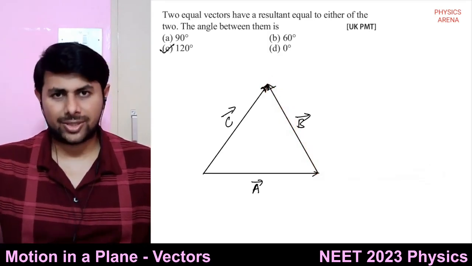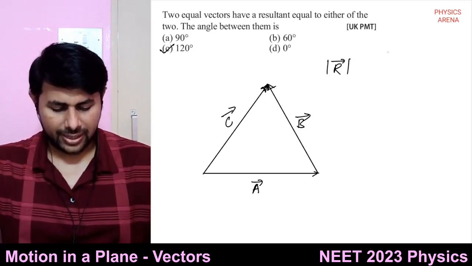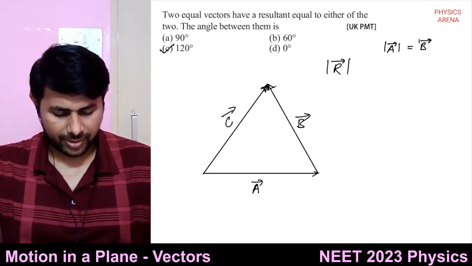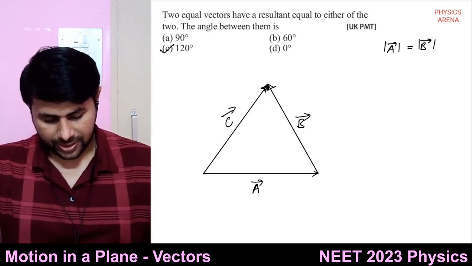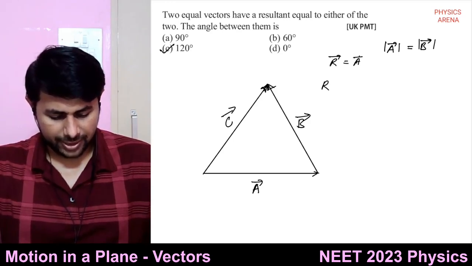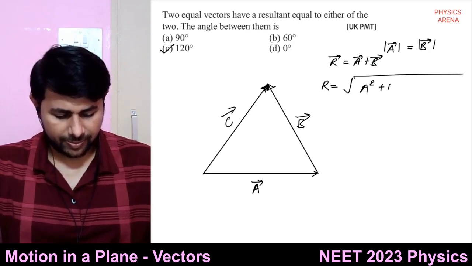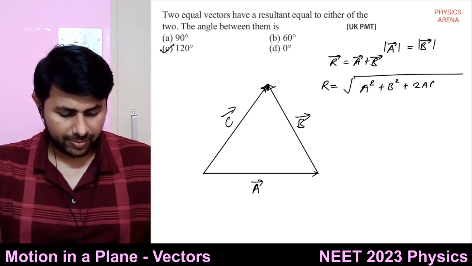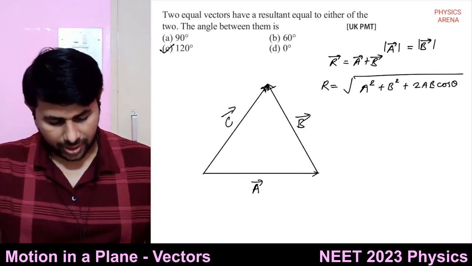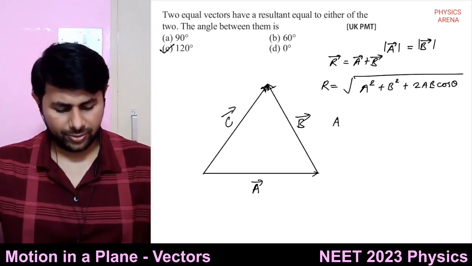And using the formula also we can solve this. So we are adding A bar and B bar, and the magnitude of A bar is equal to the magnitude of B bar. So what is the magnitude of the resultant? R bar is equal to A bar plus B bar. So R is equal to the square root of A square plus B square plus 2AB cos theta. So how much is R? It's equal to A or it is equal to B. I will take it's equal to A.